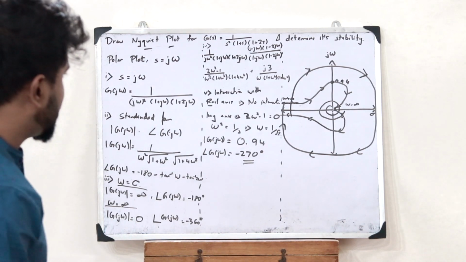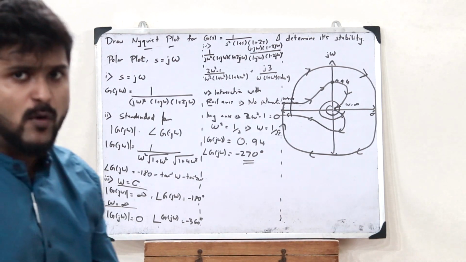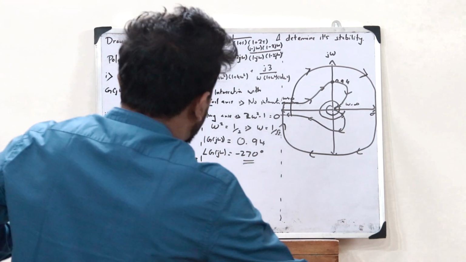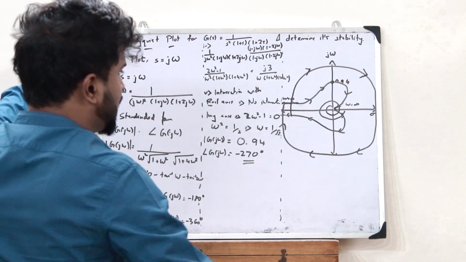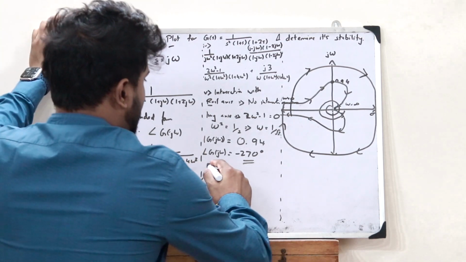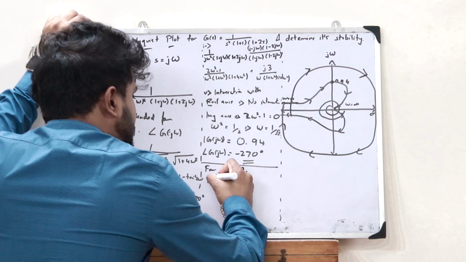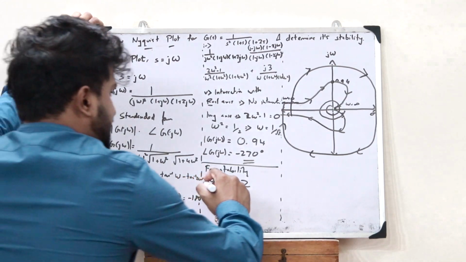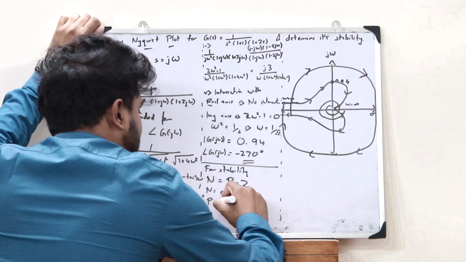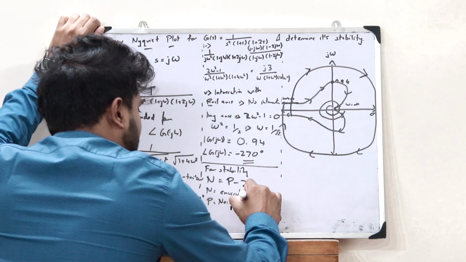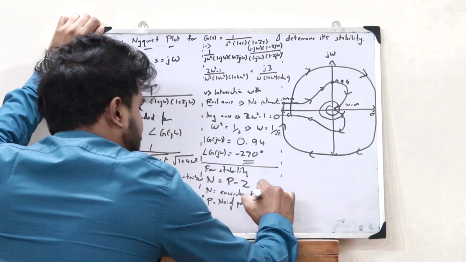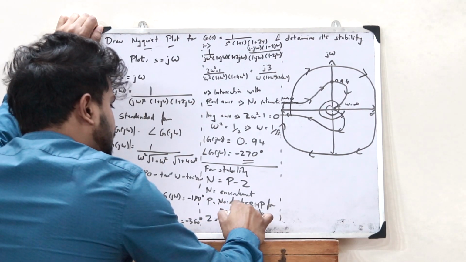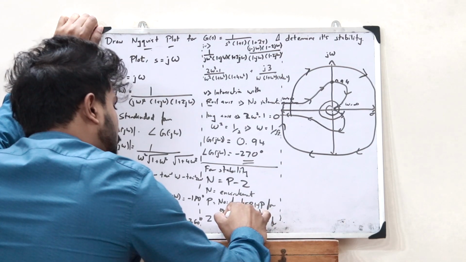So now the next obvious question that you would be asking is, how do I determine the stability from this particular Nyquist plot? To find the stability from the Nyquist plot, we take the equation n is equal to P minus Z, where n is the encirclement, P is the number of poles present in the right half plane for an open loop system, and Z is the number of poles in the right half plane for a closed loop control system.